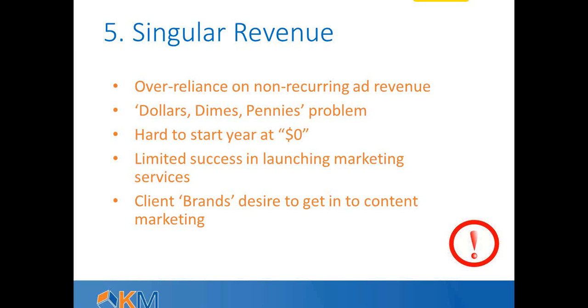So when we think about revenue, a lot of publishers still over-rely on non-recurring ad revenue. In other words, well, I'm waiting for my next insertion order, I'm waiting for my next ad. And we all know the dollars, dollars, dimes, pennies, which is print is dollars, digital is dimes, mobile is pennies. And so if we can't monetize this and find different ways, we're going to run into issues if we only have ads as a singular source. It's hard to start every year at 0.